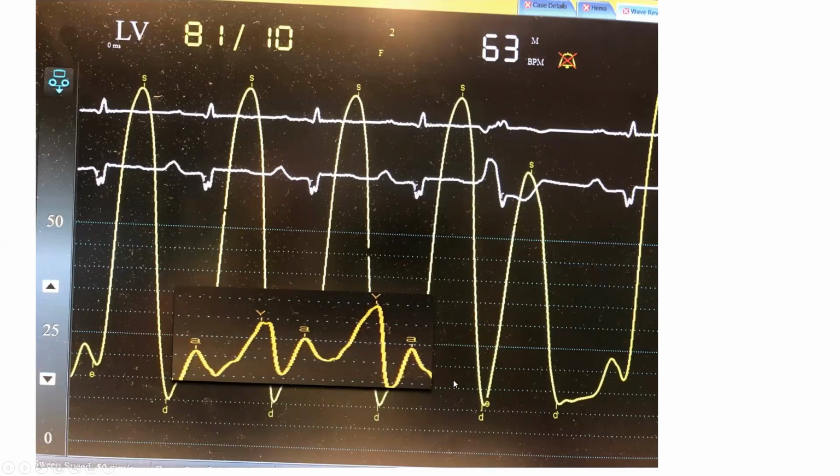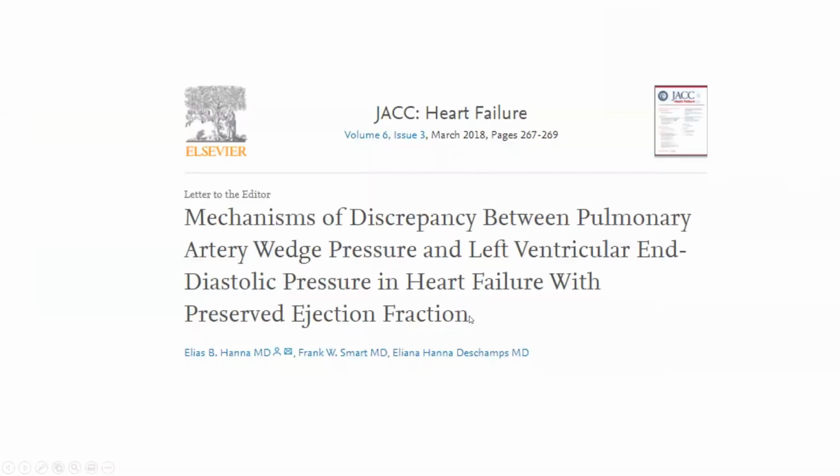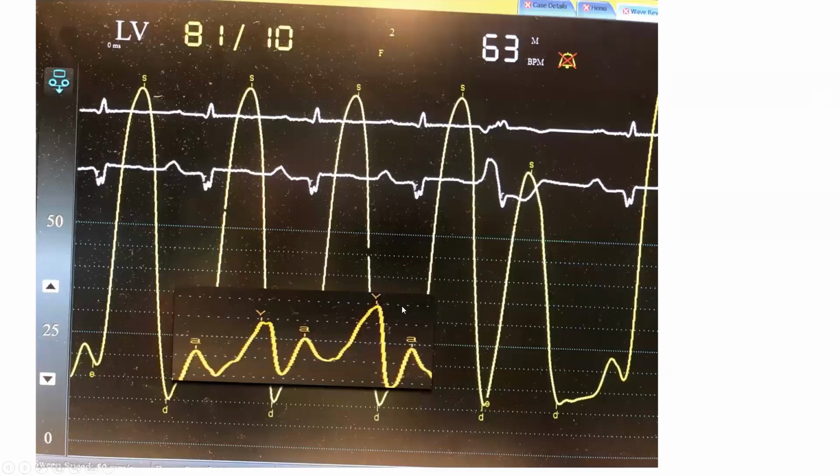So I hope this provides you with illustrations of those discrepancies. You can read this paper, this letter I wrote for JACC Heart Failure a few years ago that kind of summarizes all those ideas I just described. Thank you.